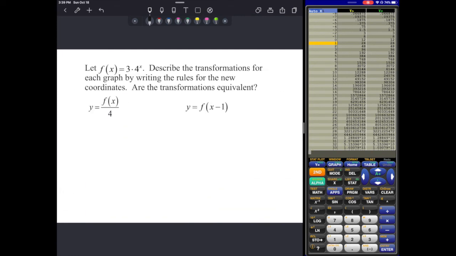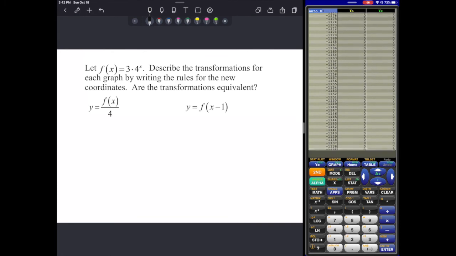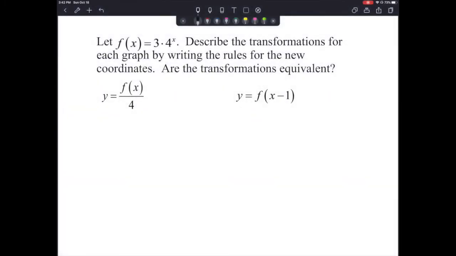All right, one more set. Let's go. Let's look at the last one. Let f of x equal 3 times 4 to the power of x. It says, describe the transformations for each graph by writing the rules for the new coordinates. Are the transformations equivalent?